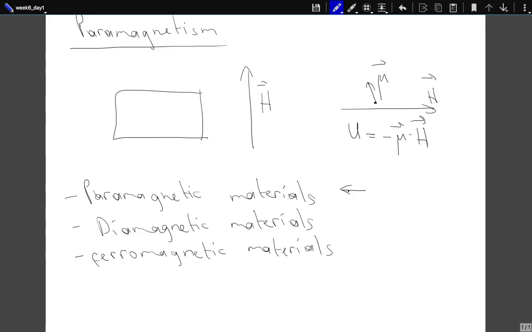Now, the mechanism for diamagnetic materials is slightly different. And the effect is also much smaller than this alignment of the magnetic dipoles. So if you have a material made up of atoms or molecules that have their own permanent dipole moment, the material becomes paramagnetic. But if the atoms or the molecules don't have their own magnetic dipole moment, in that case, this phenomenon, the alignment of the dipoles, just doesn't happen.